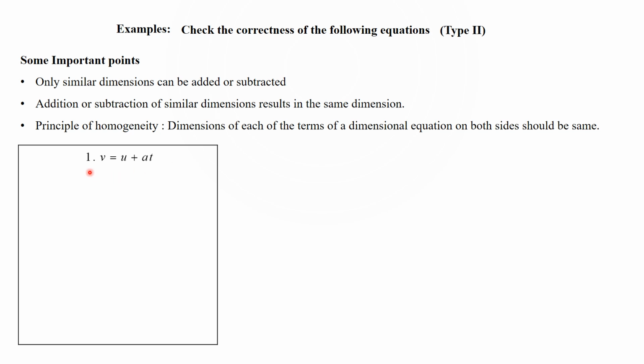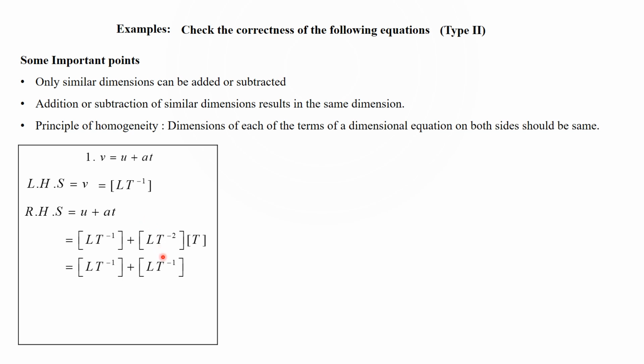The first equation is v equal to u plus at. LHS is v, which is LT^-1. RHS is u plus at. So the dimension of u is LT^-1, plus a is LT^-2 and t is T. Now if you solve here, what will you get? LT^-1 plus LT^-1. And what I told you, dimensions cannot be added or subtracted, they remain the same. So the addition of this will again give me LT^-1. So LHS is LT^-1, RHS is LT^-1, LHS equal to RHS, dimensionally correct.